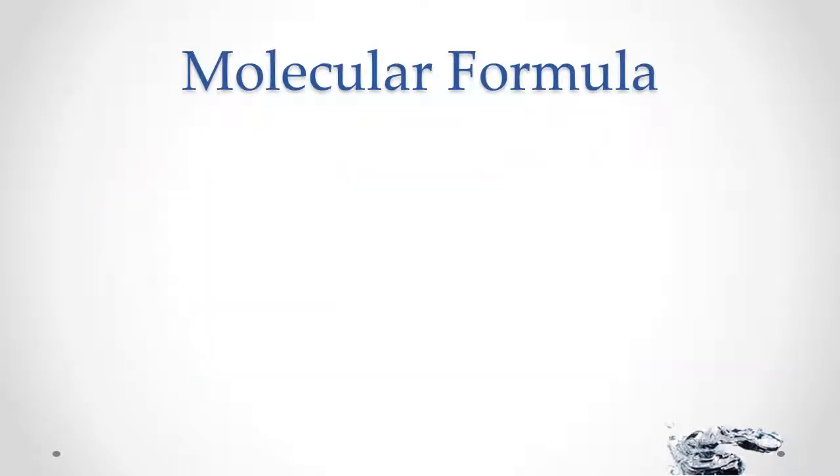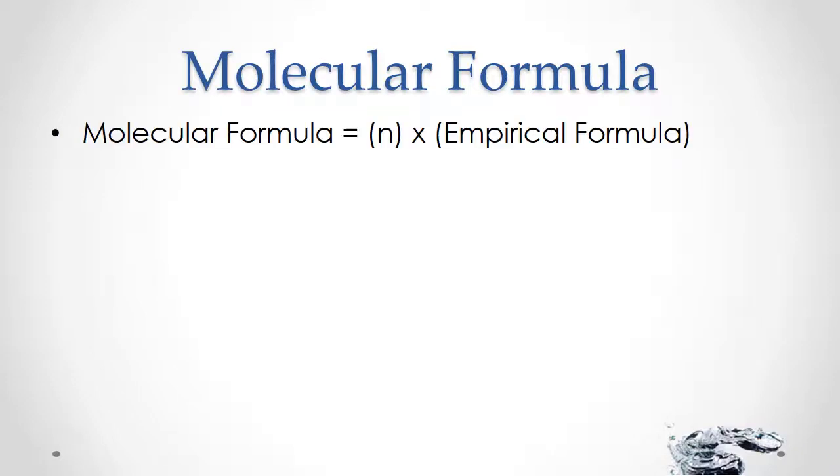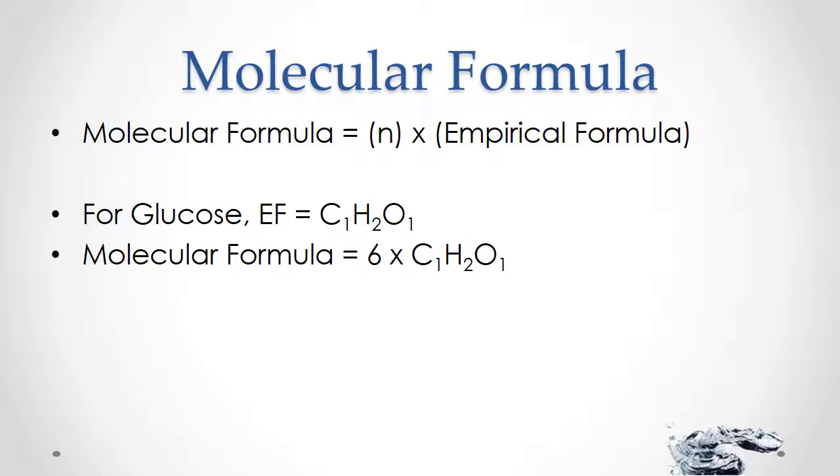When we look at a molecular formula, the molecular formula is going to be some multiple times the empirical formula. For the previous example that we saw of glucose, the empirical formula was C1H2O1. The molecular formula is going to be 6 times the empirical formula, which gives us C6H12O6 and allows us to find the information that we need for the number and types of atoms that are there based on the empirical formula.